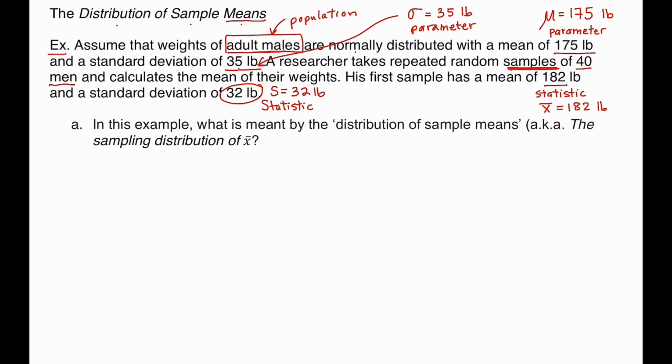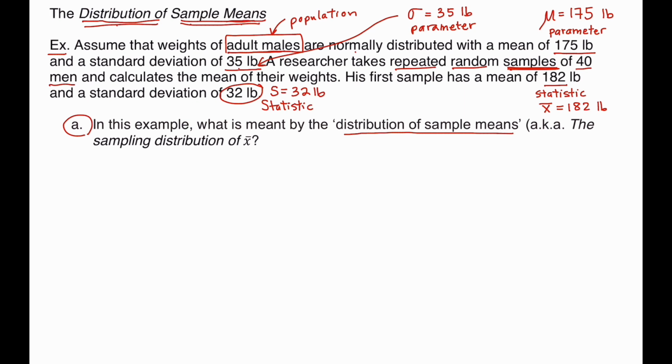So we had this researcher taking repeated random samples of 40 men, calculating the mean of their weights, and then taking another sample of 40 men and calculating the mean again. We are interested in how these sample means are distributed. So the first question is asking, in this example, what is meant by the distribution of sample means, also known as the sampling distribution of X bar?